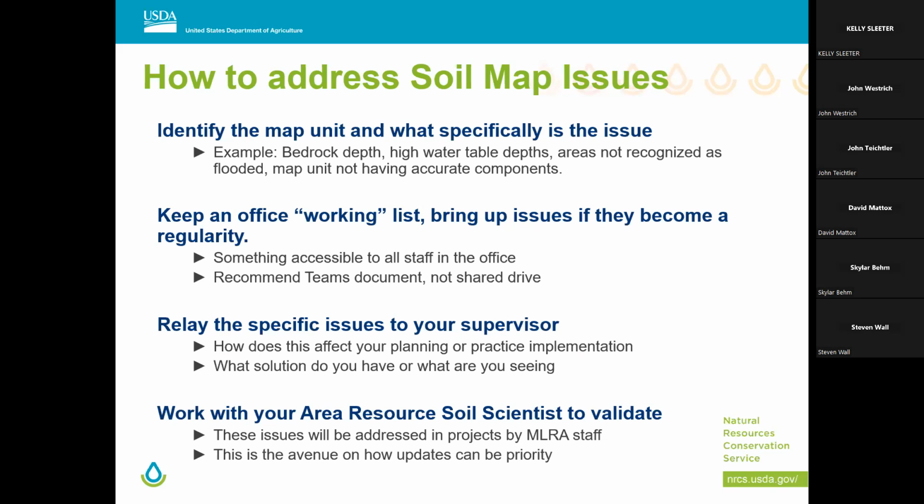If you're within the agency, relay those issues to your supervisor, shoot it up the chain. Try and work with the area resource soil scientists. There's 4 areas in Wisconsin. But if you want to reach out to me or my supervisor, Jen Smith, the state soil scientist of Wisconsin, those are the ones who will trickle that information down and get it to who it needs to so it gets worked on.